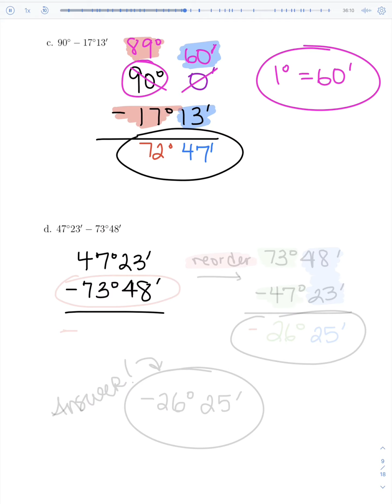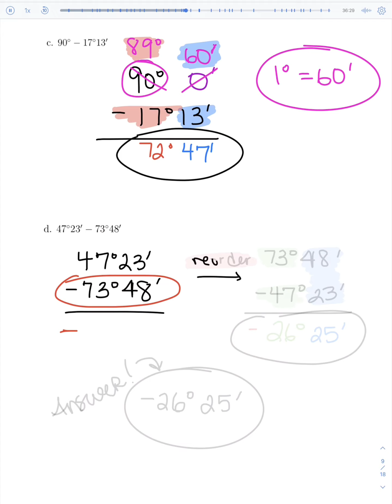When the larger number is the thing that you're subtracting, you know that your answer is going to be negative. And what you used to do when you were dealing with just normal numbers is you switch the order and just said, hey, I know my answer is going to be negative. So that's what we're going to do.